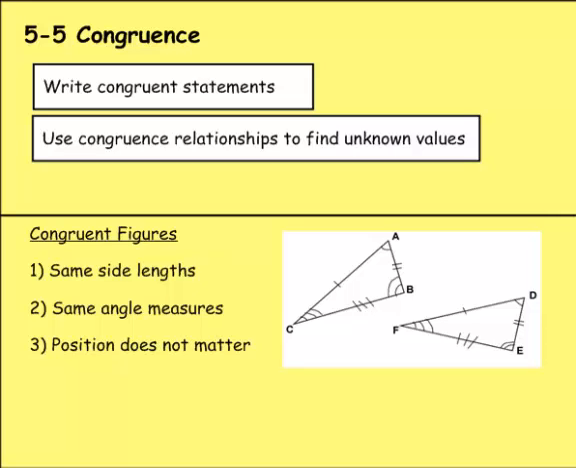We're on lesson 5 of chapter 5, which focuses on congruence. We're going to write congruent statements. We're also going to use congruent relationships to find unknown values. First, what does it mean that two shapes are congruent?